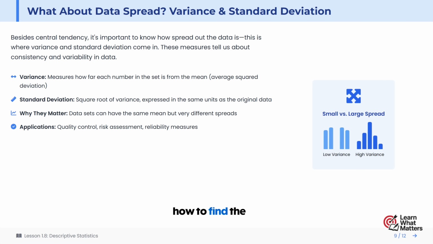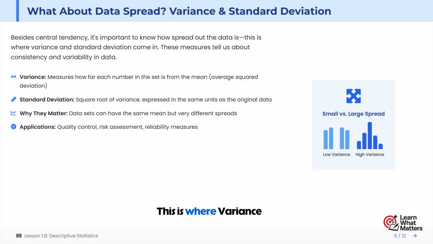Okay, so we know how to find the center of our data. We're done, right? Nope. Knowing the center is only half the story. We also need to know, what about the spread? Think about it. 2 data sets can have the exact same mean, but look totally different. Look at that graphic. Low variance means all the data points are tightly clustered together. Everyone's score is similar. High variance means the data is all over the place.